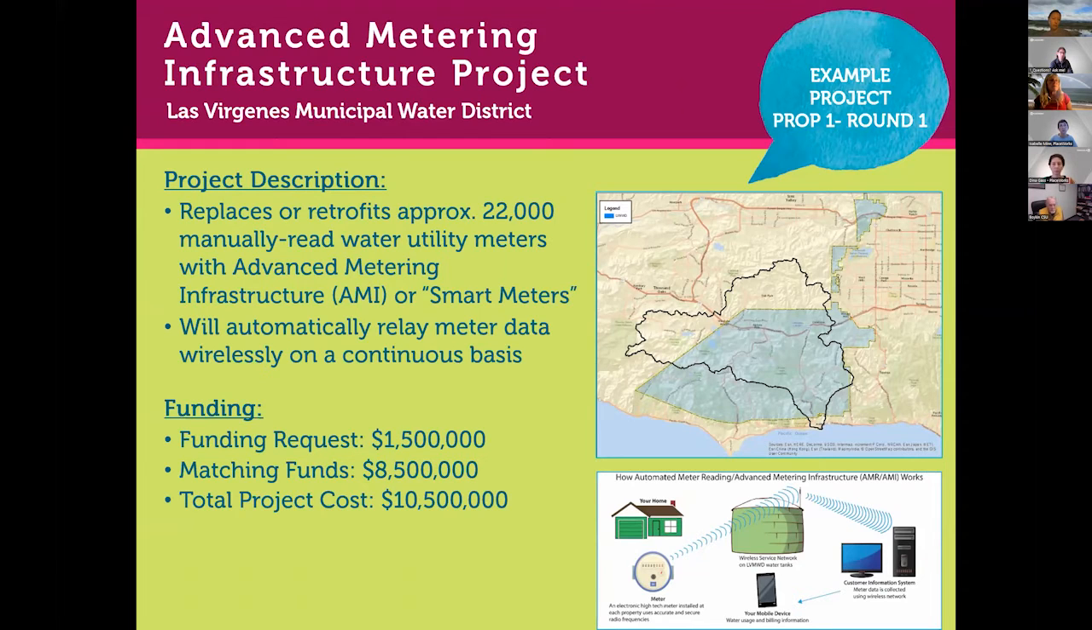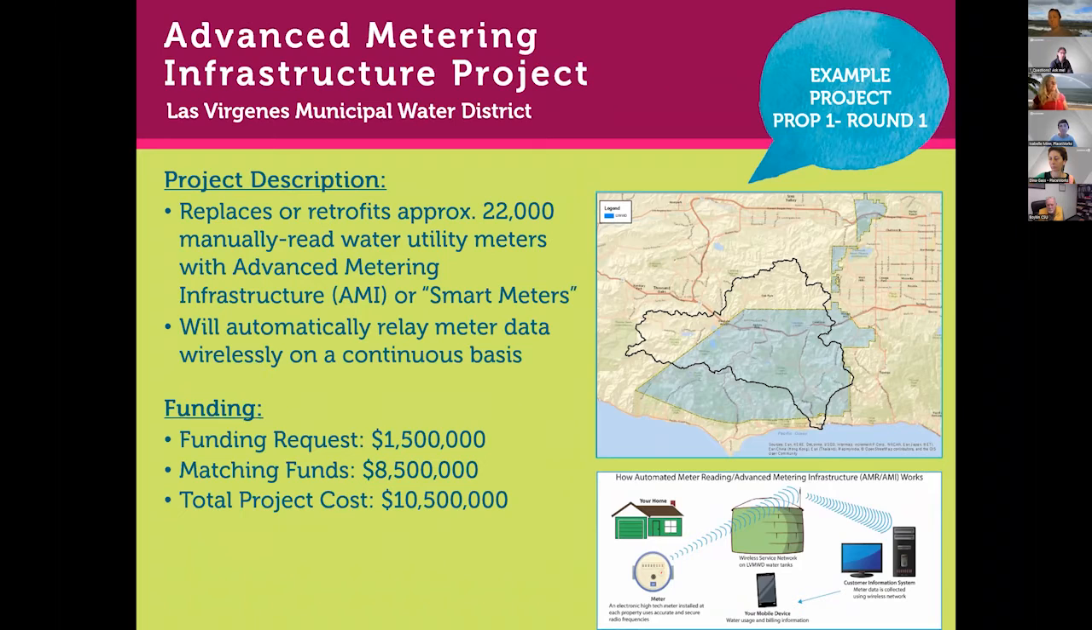Yeah, you're going to say something? I was going to say, one of the goals of AMI is also to have different tiers, opportunities for different billing structures for water users. So different rates for indoor versus outdoor water use, and opportunities for having different rate structures.